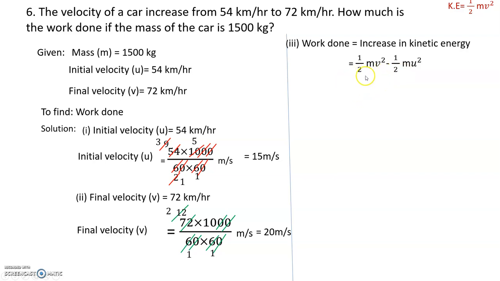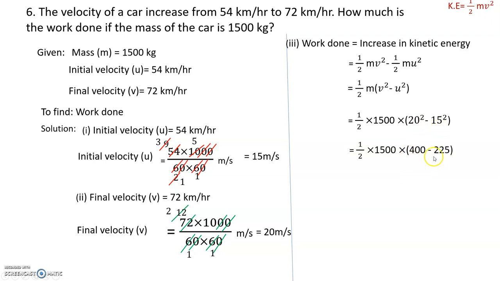Now half and m are, you can see, common. So let's take it out. V square minus u square. Now let's substitute the values. Half into 1500 into 20 square minus 15 square. Now what we will do, 20 square is 400 and 15 square is 225. Let's subtract it, 400 minus 225. The remaining things will remain as it is.